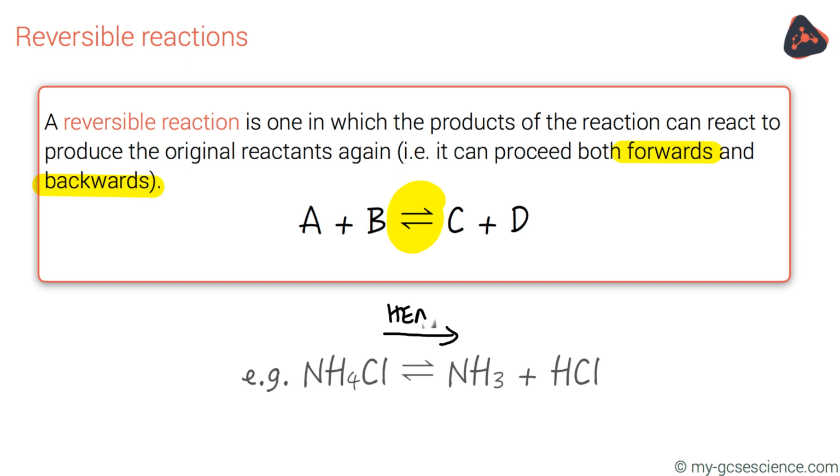But the direction of the reversible reactions can be changed by changing the conditions. So for example, if you cool down ammonia and hydrogen chloride gas, it would form back into ammonium chloride, the original reactant. This can happen over and over again by heating the reactants or cooling the products, and the reaction will continue to proceed forwards and backwards until you stop changing the conditions.